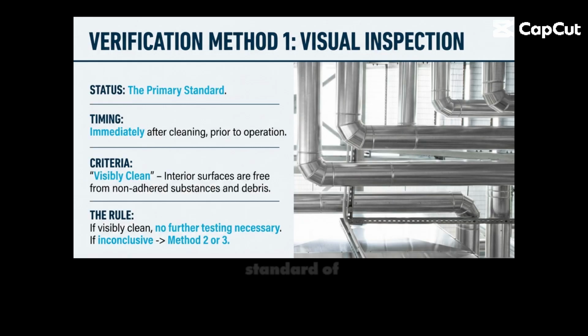Verification ensures the standard of care was met. Method 1, visual inspection, is the primary standard. Conducted immediately after cleaning, the criteria require that interior surfaces are visibly clean and free from non-adhered substances. The rule is simple. If it is visibly clean, no further testing is necessary.